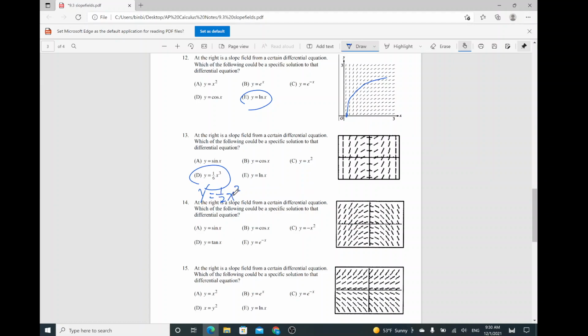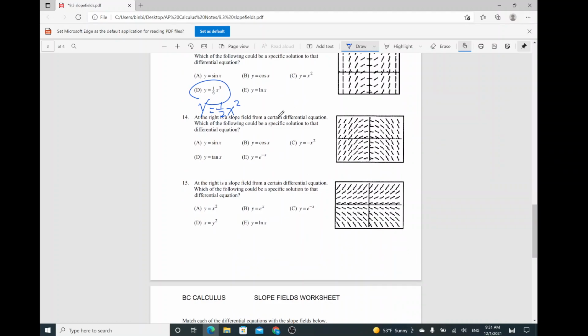And then x equals 2, so 2 squared, that'd be 4 times 1/2, which is 2. So at 2, the slope is 2. And then at 4, the slope is going to be very steep. So 4 squared is 16, 16 times 1/2 is 8. Same thing happened over here. So this one for 13, that'll be D.